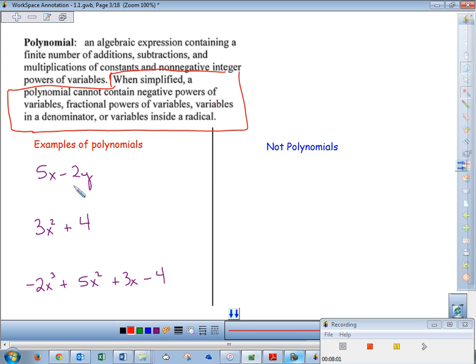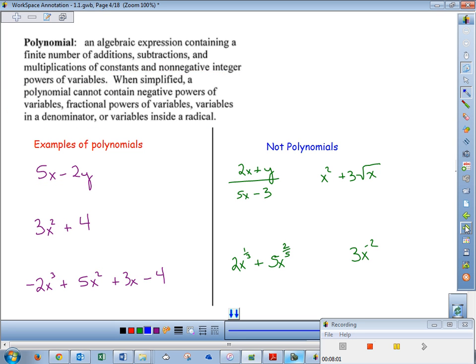If you look at all of these, they are examples. These work, right? There are no negative exponents. There are no fractional exponents. There are no variables in a radical. There are no variables in the denominator. Good. That's not a fraction, nor is it negative. Good, good, good, good. Examples of not polynomials. These are things you would probably want to write down. What's not a polynomial? Let's see here. Why is this one not a polynomial? What's bad about it?